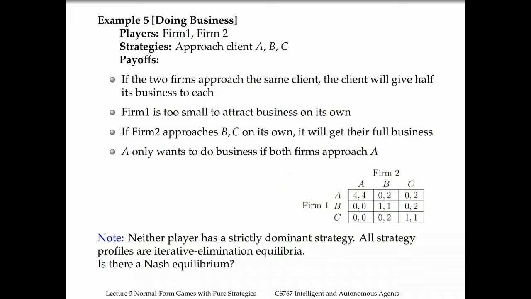So let's look at the situation when we have two firms, and each of them has three options, A, B, C. You can think of them as representing three clients. If the two firms approach the same client, then the client will give half its business to each of them. Firm one is too small to attract business on its own, so it has to attract business together with firm two. But if firm two approaches B and C on its own, then it will get the full business from B and C. And A only wants to do business if both firms approach A.